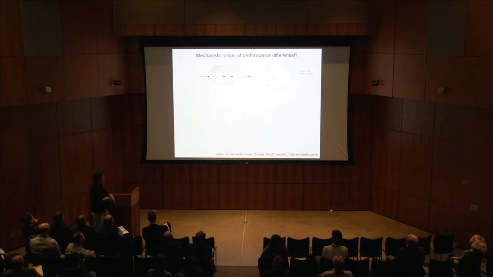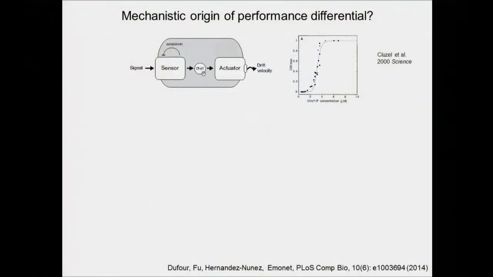All right, so now what's the mechanistic origin? There's no equation, but we did a lot of math on this to try to understand where the origin of these differences in performance comes from. One thing that's very important is that you can think about the system as the sensor that has this memory, so there's a negative feedback, then passes the information to this response regulator that then passes it to the motor. And the relationship between CheYP and the probability to change direction is provided by this classic experiment that measured in single cells the relationship between CheYP and CW bias, or tumble bias, if you want.